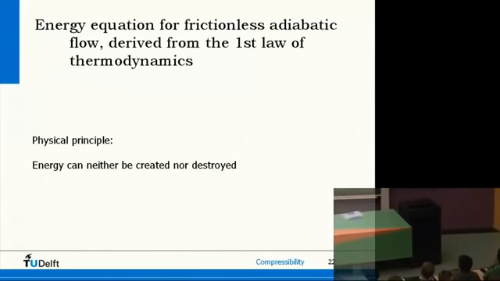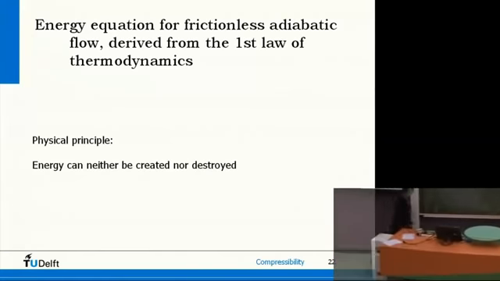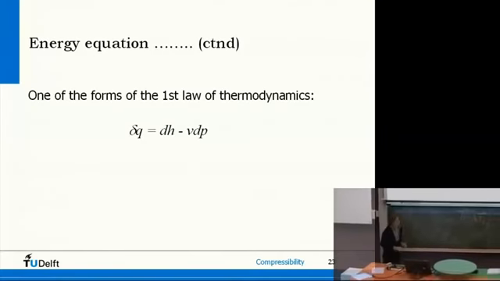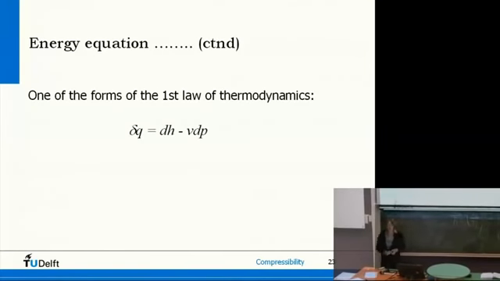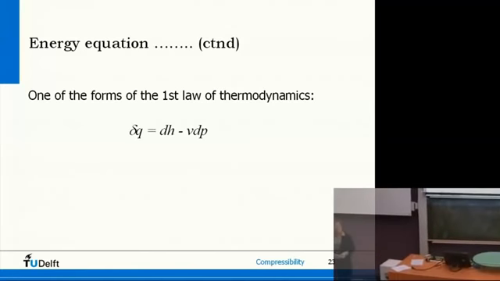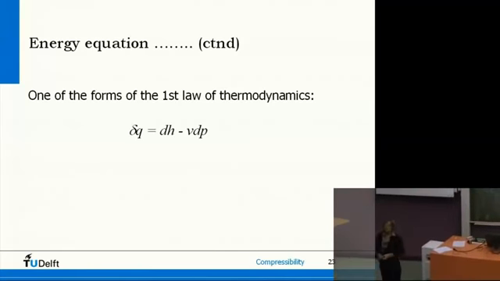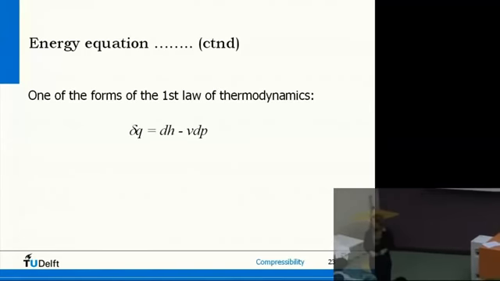And the physical principle is energy can be neither destroyed nor created. So we conserve energy. And where do we start for our energy equation? The first law of thermodynamics. And we use this form: dQ is dH minus v dP, still per unit mass, right? H is enthalpy per unit mass, v is my specific volume, dP is pressure changes, dQ is heat added or subtracted.